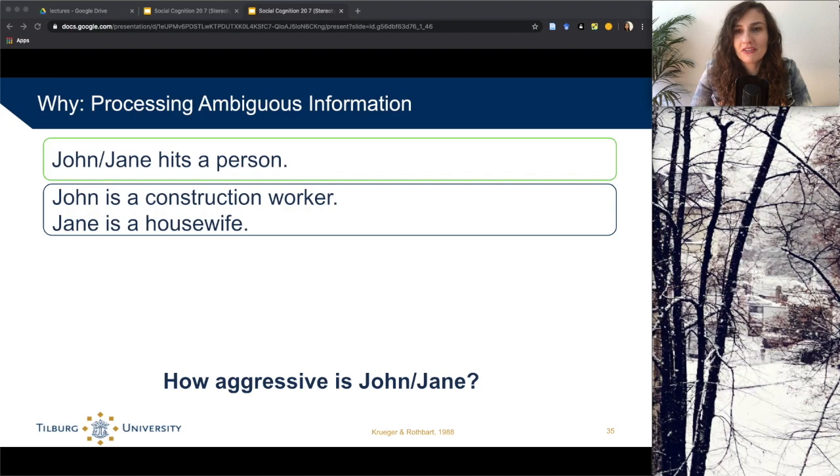So then rather than straight up effects of stereotypes on judgment, this would be an indirect effect through which we make sense of the ambiguous information. So maybe John is a construction worker and beats up his colleague, and maybe Jane is a kindergarten teacher and disciplines a child. So we can add some more information to the context, right?